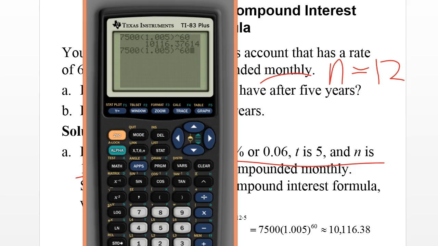Notice if I don't do that, if I try to do 12 times 5, hit enter, I get a much bigger number. Okay, and the reason is order of operations. It's multiplying after it raises to the 12th power. So notice if I put a parentheses up here in the exponent, it'll give me the right number. Okay, so be careful. Either what I would do is just go ahead and multiply the n times t together ahead of time, and then plug into the formula after you've already got that exponent.